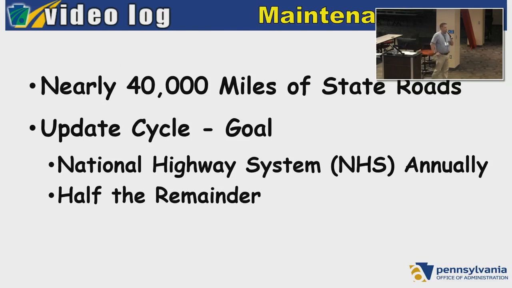What are we actually capturing? About 40,000 state miles of roads. The NHS, the major highways, and the US routes, they do those every year, so we know that we will have up-to-date images every year on those. And then the state roads that are more like your back roads, the SRs that are the higher classification, the thousands on up, we do those every other year.